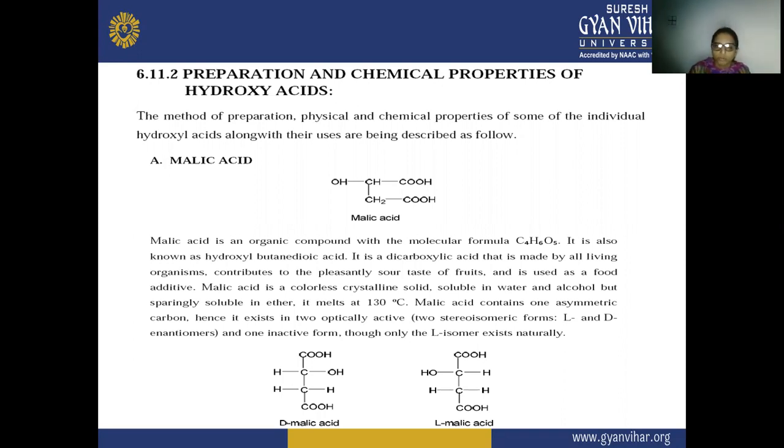So these are the forms of malic acid, in which the one asymmetric carbon gives two forms: the optically active dextro and levo, and the inactive form.